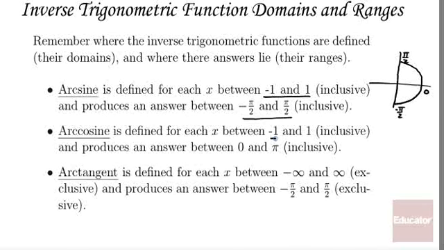Arccosine also takes values between -1 and 1, and produces an answer between 0 and pi. Again, it's helpful to draw the unit circle and keep that in mind. There's 0, pi/2, and pi. So you're trying to find angles between 0 and pi that have a given cosine.